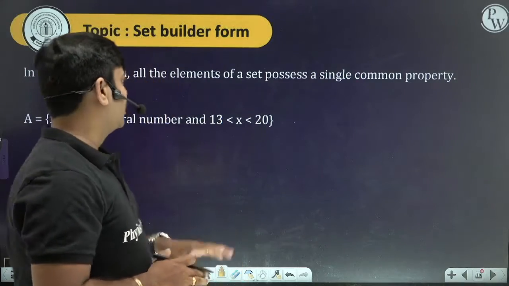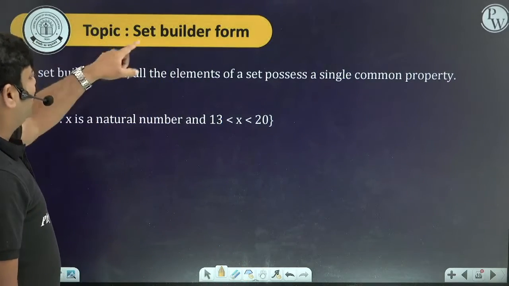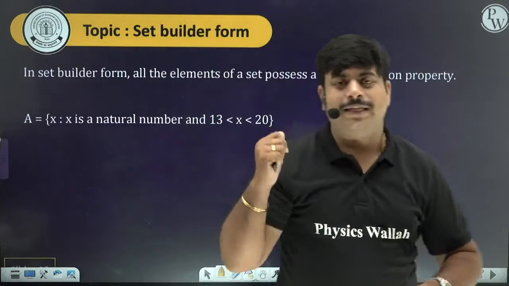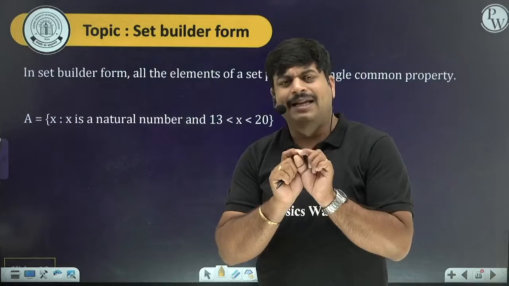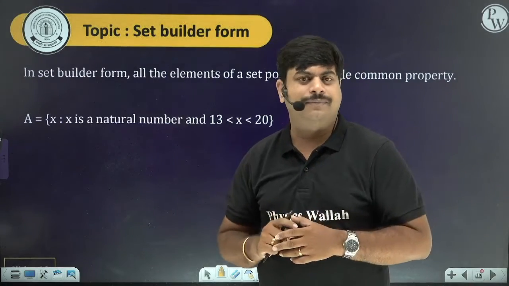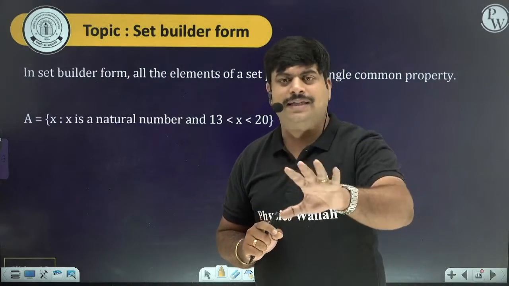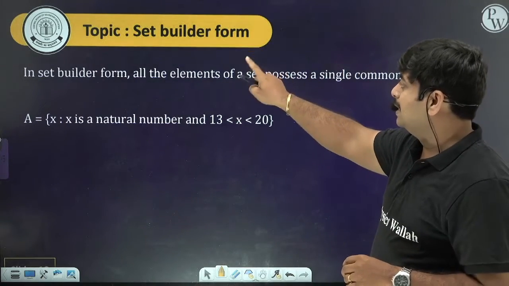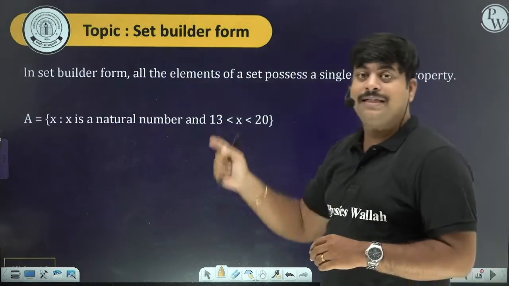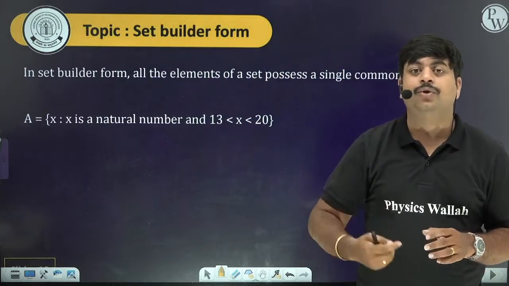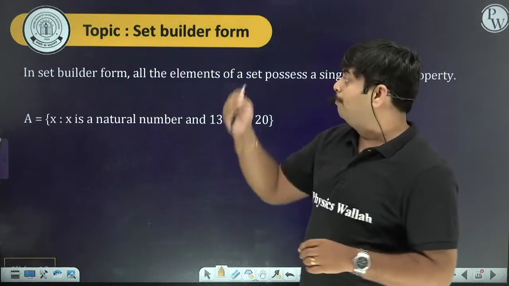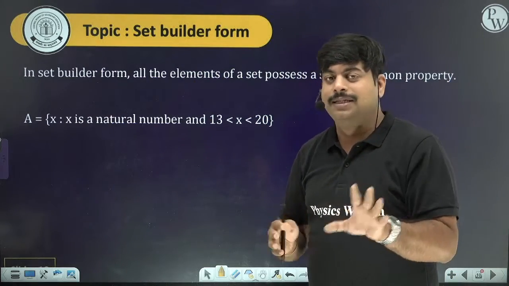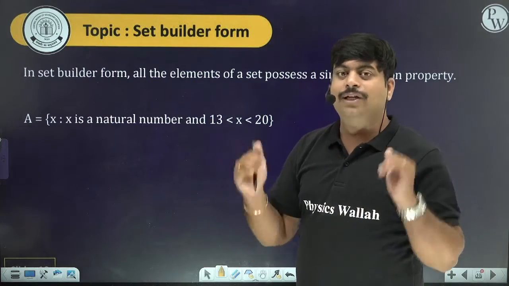Right. So the next one, in set builder form, what we're going to do. Till now, in tabular or roster form, we directly listed what all the elements are. By seeing, we can say, yes, these are the elements. But when we move to set builder form, the name itself says we need to build up the set. So the set representation is not direct.